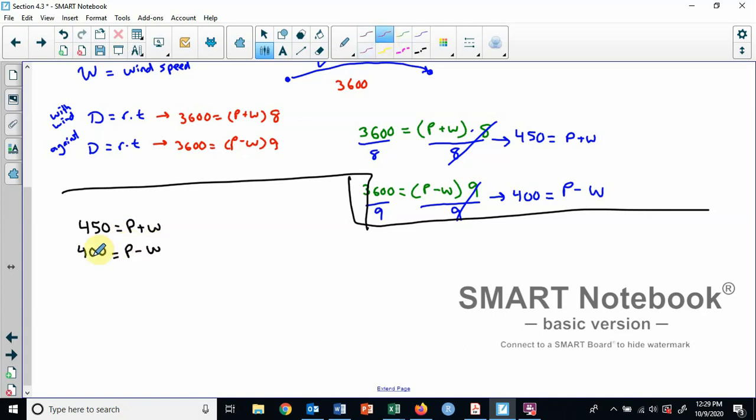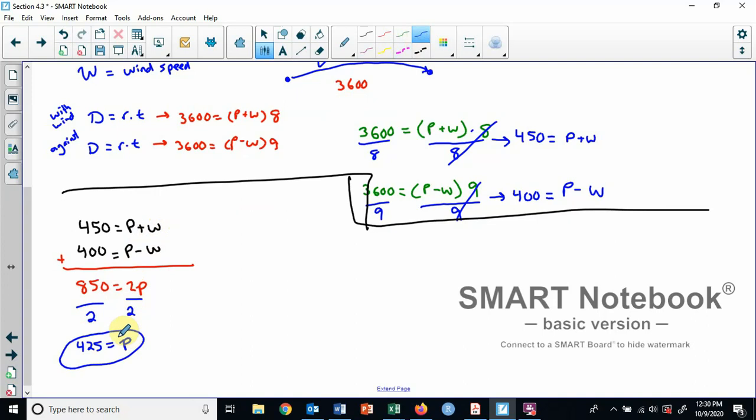And so I can solve a system. This is what we've spent the last few lessons on. We're absolutely rock stars now at solving systems. I'm going to use elimination because these W's are set up to eliminate so well. So let's see, 450 plus 400 is 850. P plus P is 2P. And W and minus W, those cancel. So here I sit with this really simple equation to solve for the plane speed. If I divide both sides by 2, I will get 425 equals P. So I have found the plane speed.